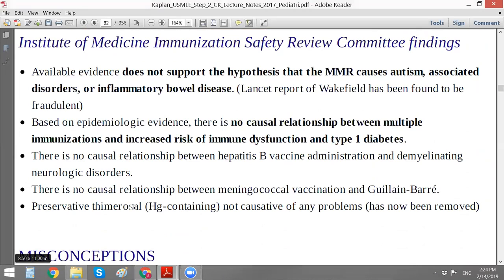The preservative thimerosal, which is mercury containing, has now been removed. Although it's not used now, it's also not causative of any problem, and it has been removed.